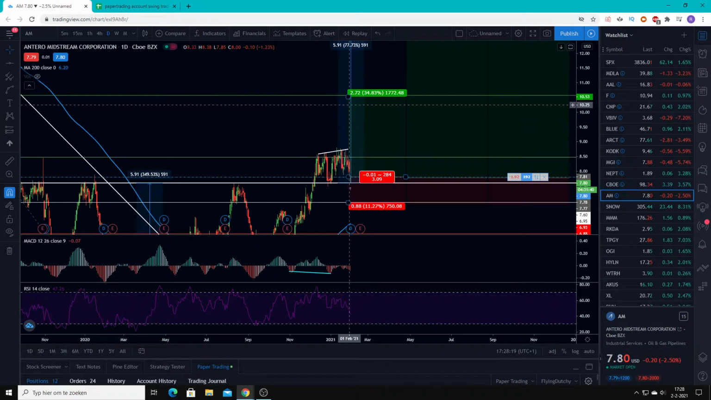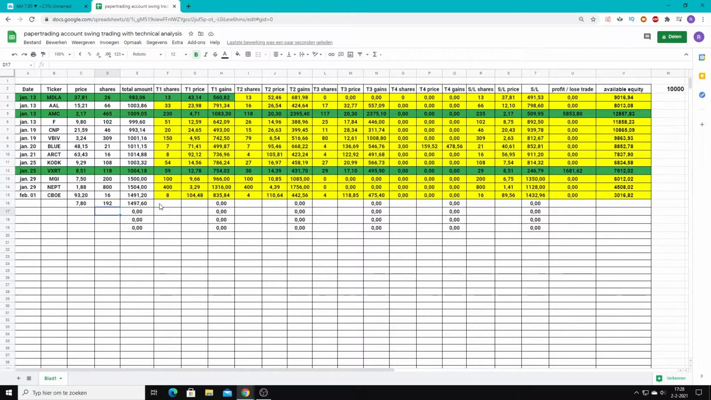And I'm gonna put in the first target of 10.53 and do half of the shares there. We'll sell them over there. 10.53. And we sell half of it, that is 96, right?